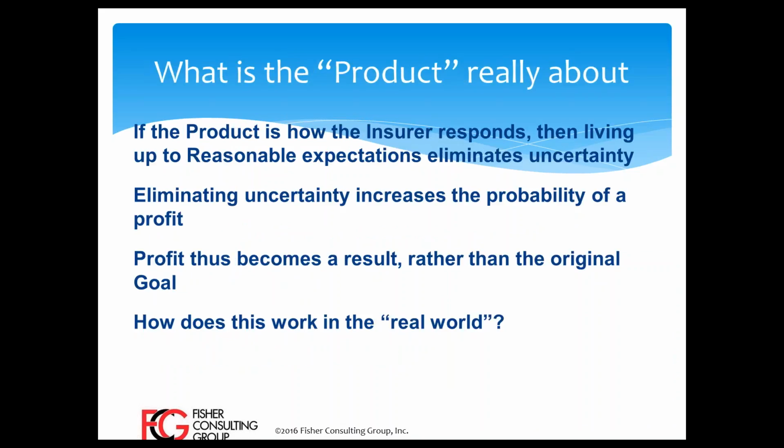So what is this product really about? Well, if the product is how the insurer responds, then living up to the policyholder's reasonable expectation will eliminate uncertainty. When you eliminate uncertainty, it increases the probability of a profit for the underwriter. Profit thus becomes a result rather than the original goal. So really, how does this work in the real world?